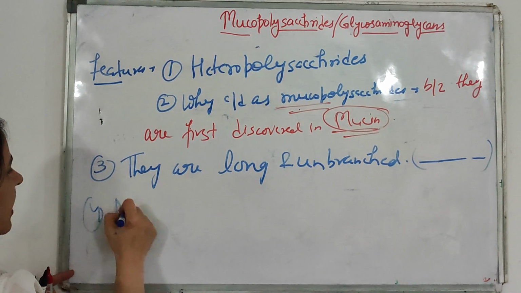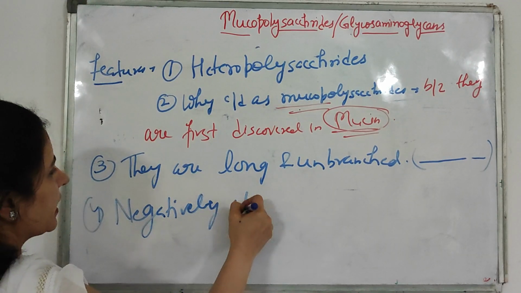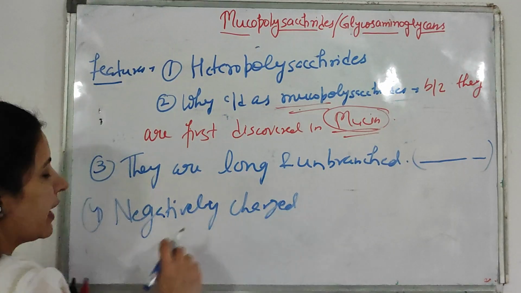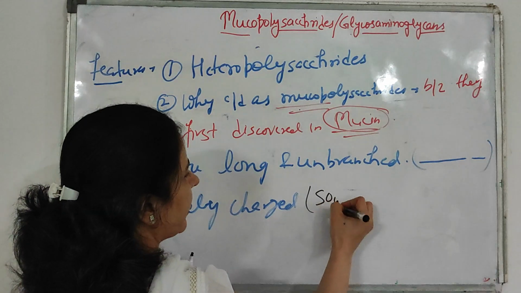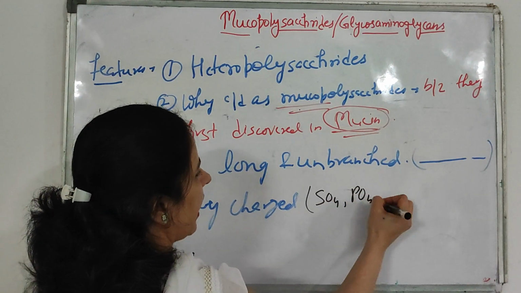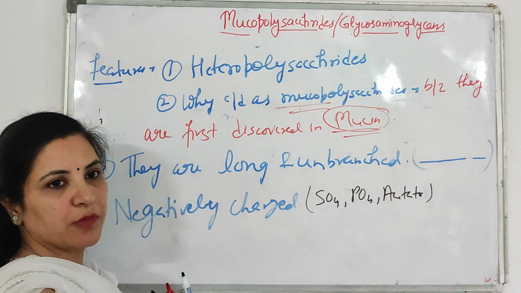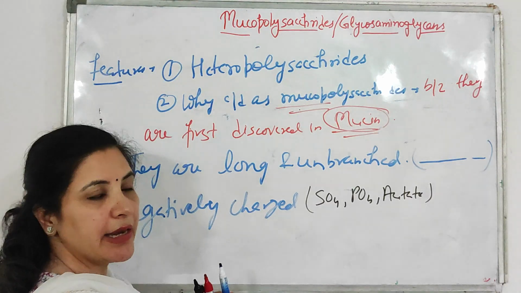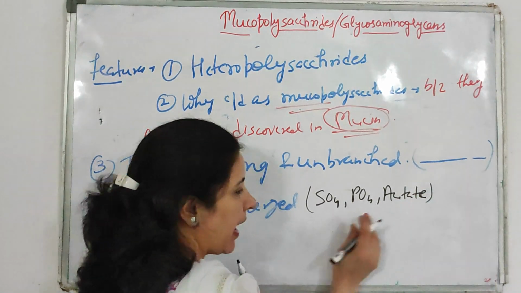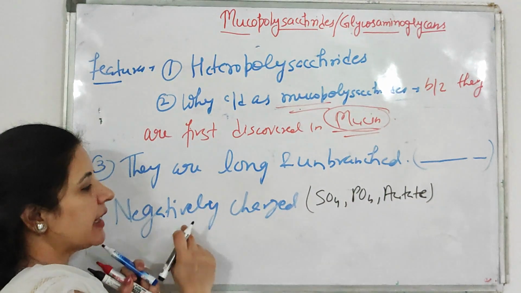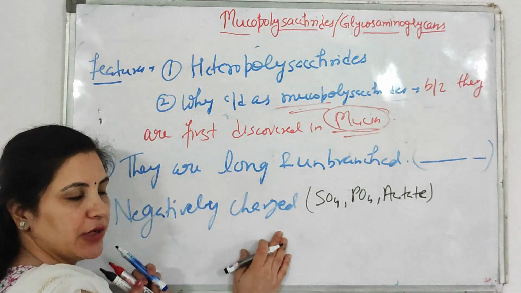The fourth point is that they are negatively charged. Why are they negatively charged? Because they carry various groups: sulfate, phosphate and acetate. All these are negatively charged groups. These sulfate, phosphate and acetate groups are attached to these GAGs. That's why the overall charge on them is negative.